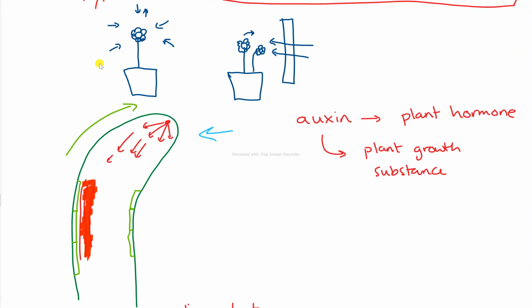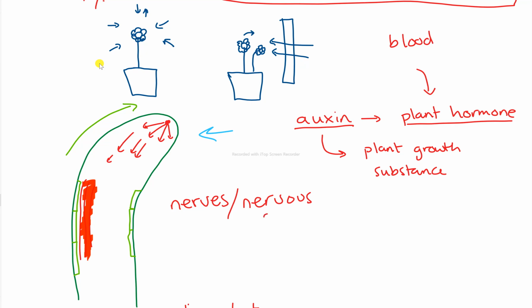Just learn. You've got auxins, which are classed as plant hormones or plant growth substances. Some scientists don't like the word plant hormone because it's not in the blood, right? And remember, plants do not have nerves or the nervous system, so they can't send messages. Right, okay, I think that's enough for now for that.